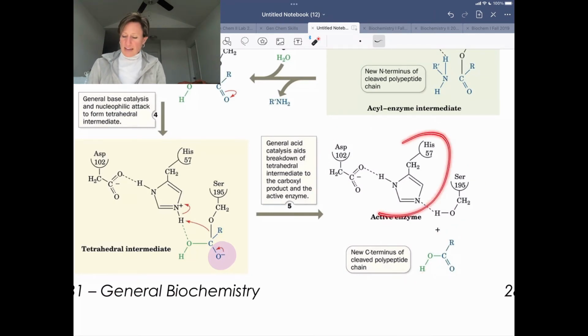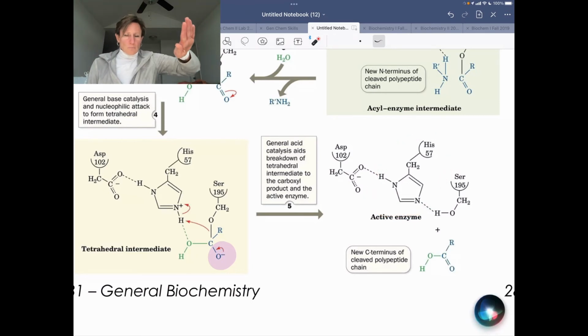Okay, so you'll notice that histidine actually went through its deprotonation, protonation.